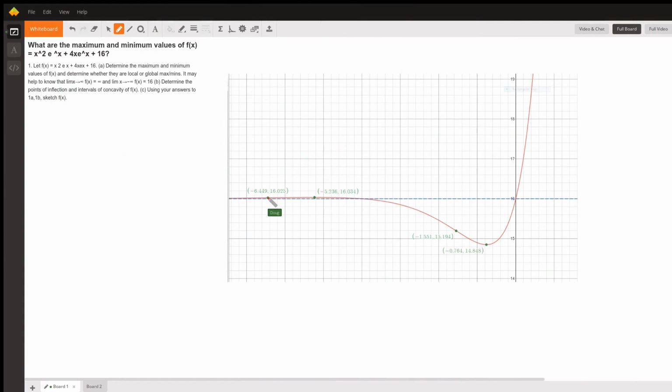Graph of f from the Desmos online graphing calculator. And it looks like we've got points of inflection here and here. It's hard to see, but the graph is actually concave up right there. And then at that point, it turns to concave downward. And we have a relative maximum here.